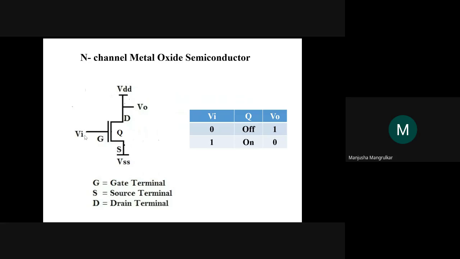Same as the next condition, if your input voltage is 1, your transistor is on. If it is on, it means the switch is connected, so your V0 is directly connected to the ground, so your output V0 will be a 0. Again, PMOS and NMOS give the inverted output. If you are giving an input 0, you will get the output 1. If you are giving an input 1, you will get output 0.